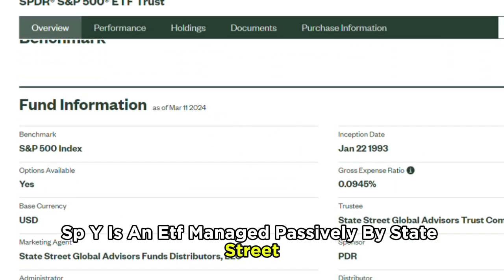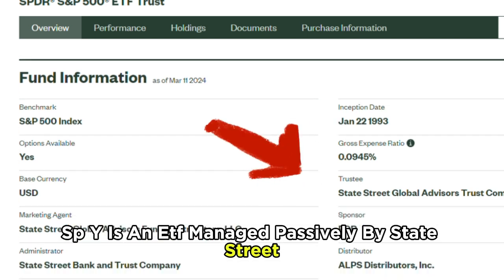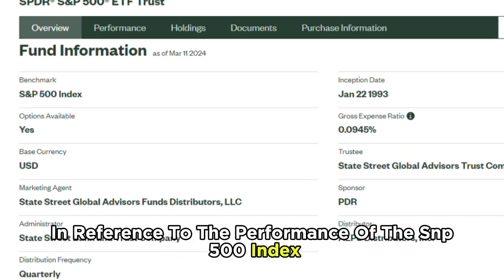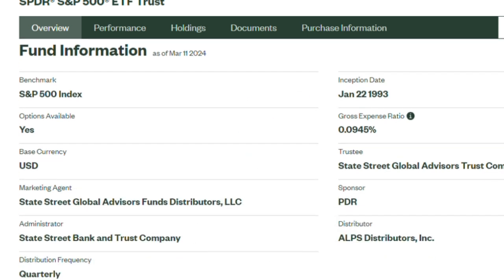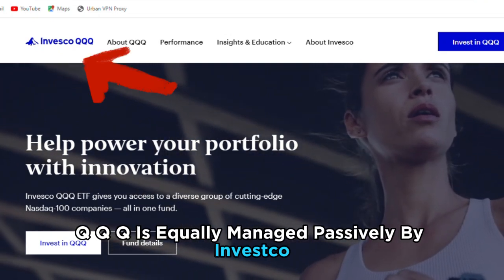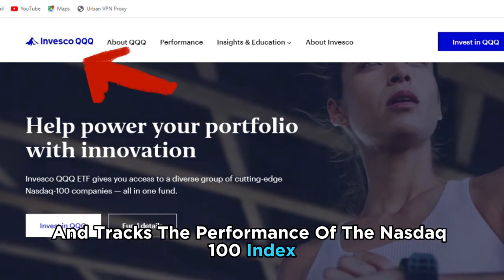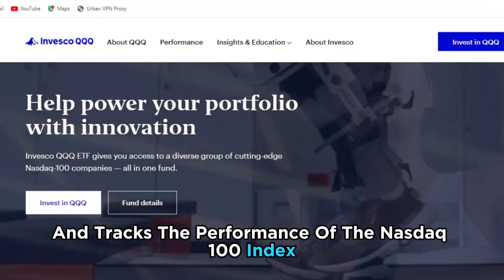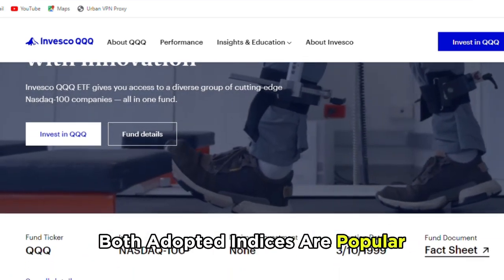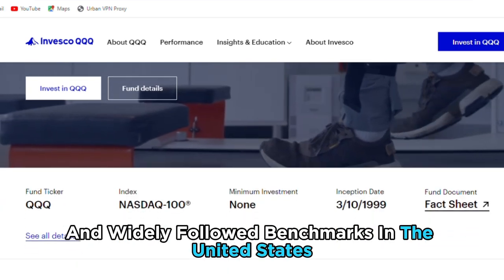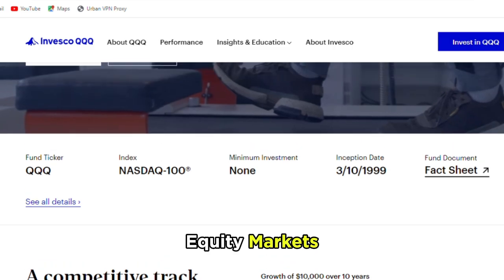SPY is an ETF managed passively by State Street in reference to the performance of the S&P 500 Index. QQQ is equally managed passively by Invesco and tracks the performance of the NASDAQ-100 Index. Both adopted indices are popular and widely followed benchmarks in the United States equity markets.